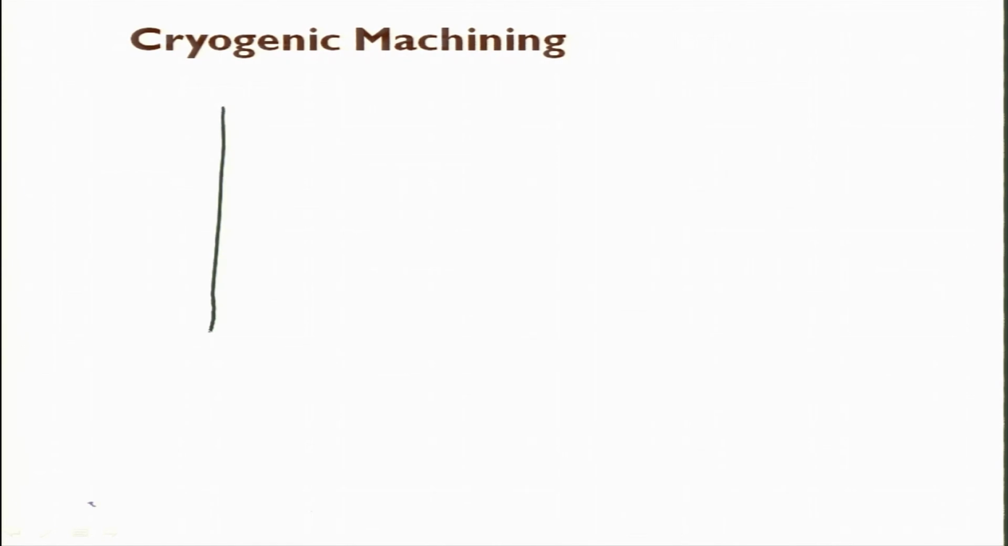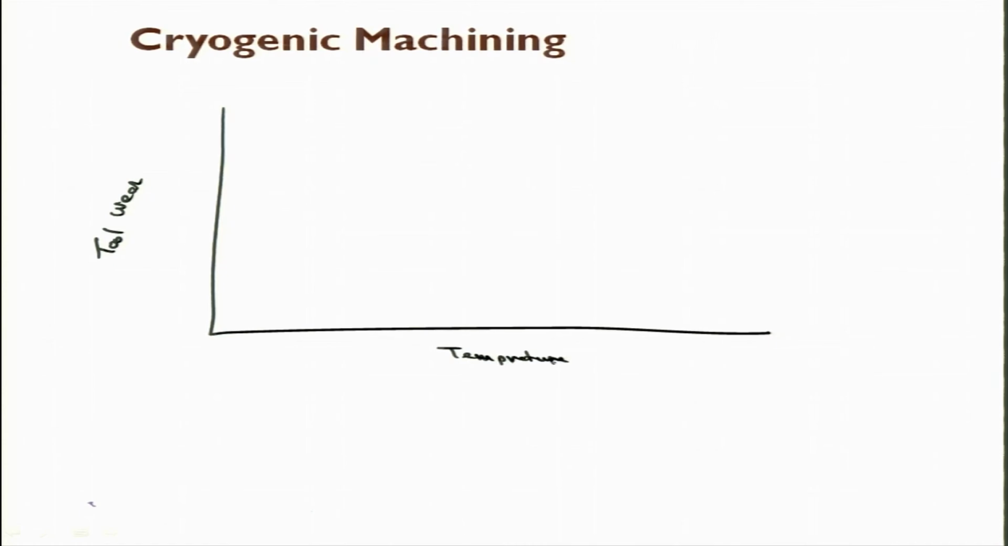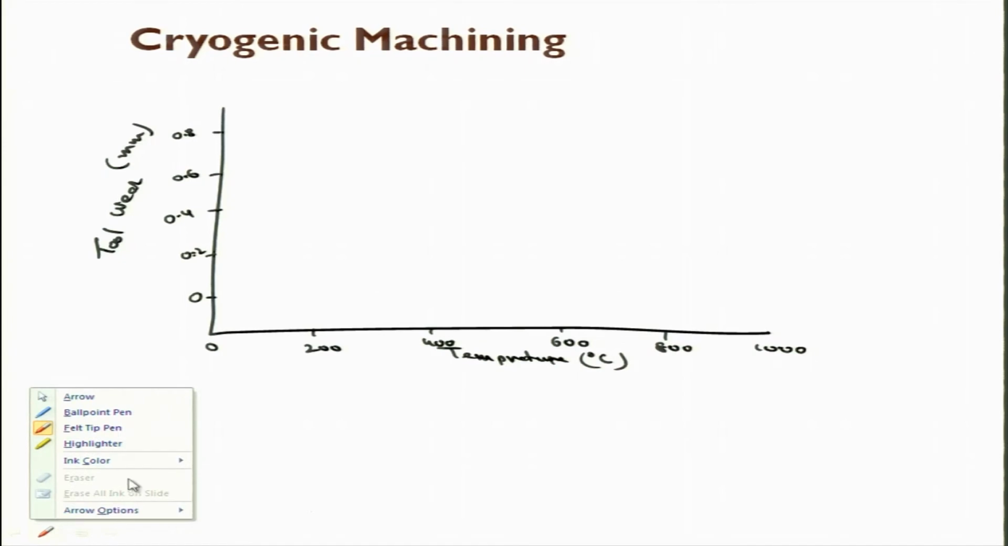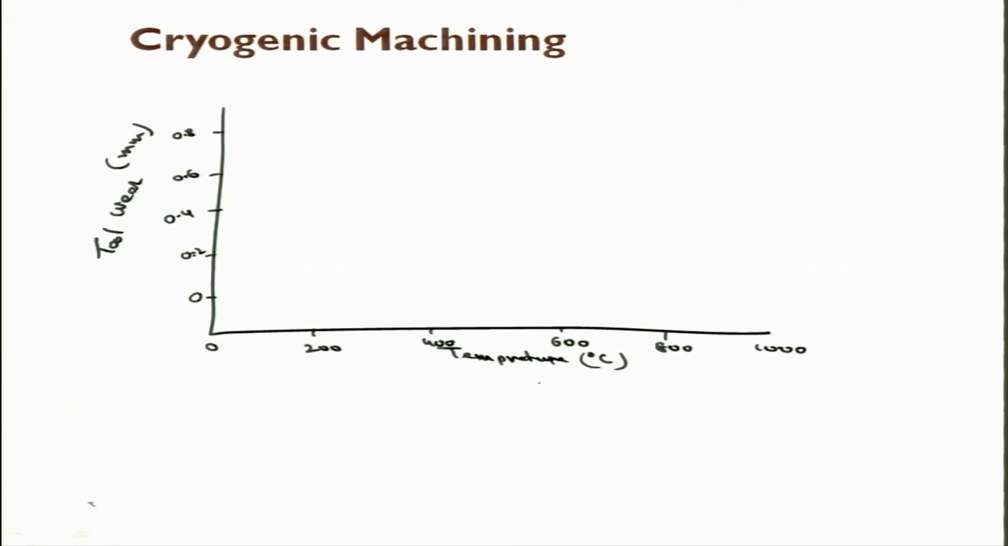So, when I plot my tool wear with temperature, and if I say my machining is being carried out from 0 to 1000 degrees centigrade temperature, and tool wear is in mm, on the scale from 0.2, 0.4, 0.6, so on, to 0.8 mm, what is the general trend of tool wear with respect to the temperature?